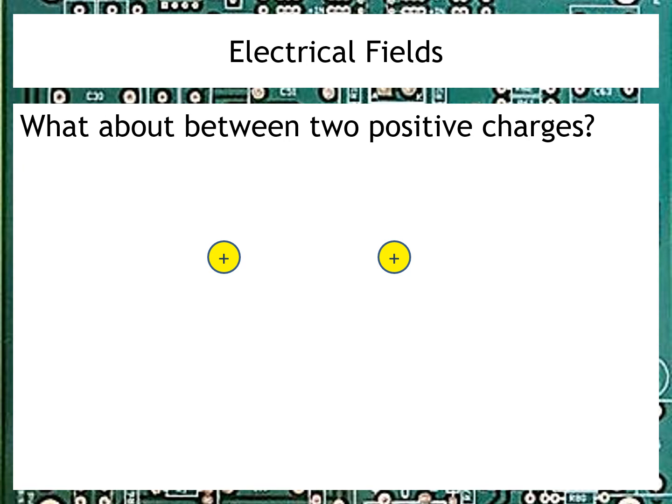So like with the magnetic field examples we looked at, what do you think the field lines will look like between these two positive charges? We know that positive charges will repel each other, and we know the rules are that the field lines go from positive to negative and they must never cross. Have a think about it, pause the video, and then in a moment come back and look at the answer.